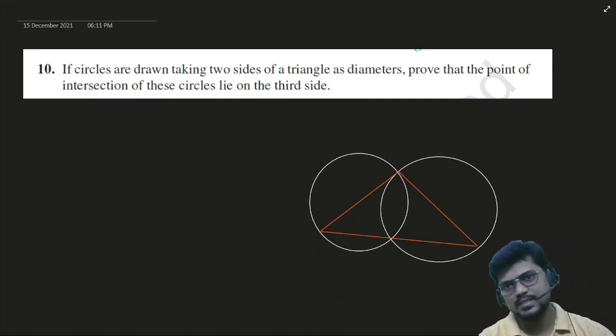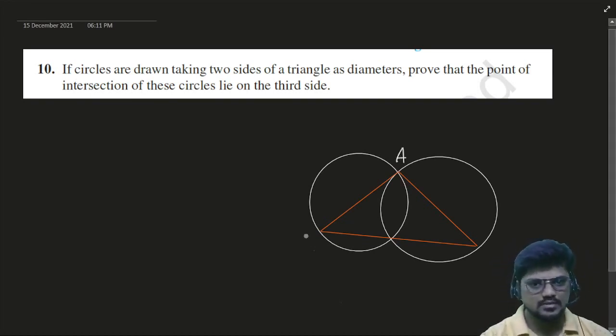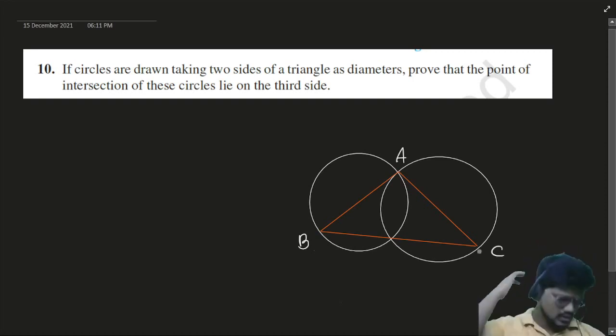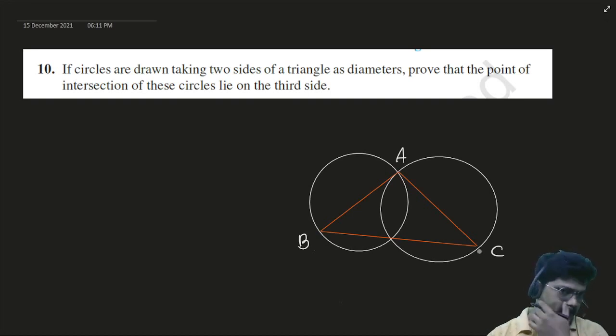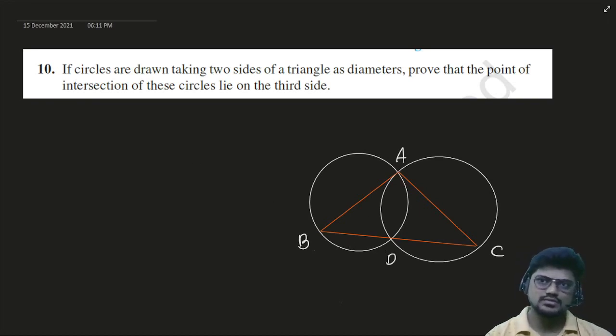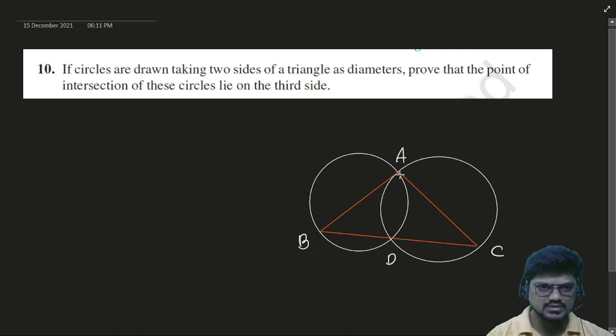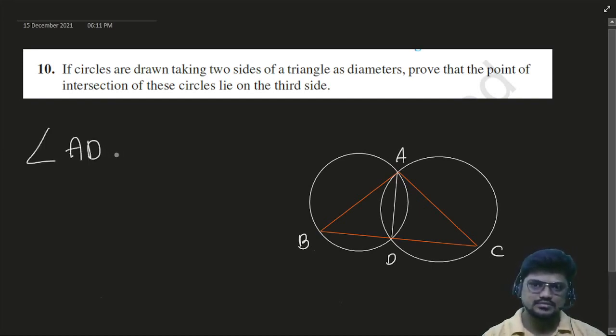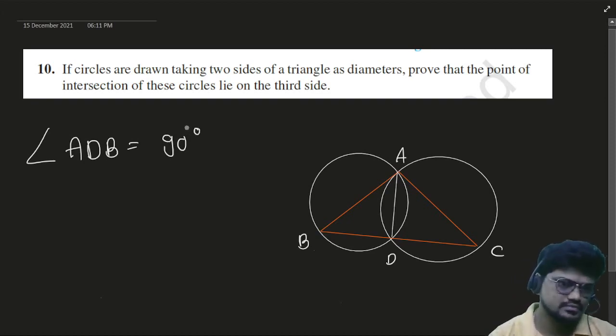Now how can we prove it? If this is A, B, C, and if this is D, and I join these two points, I need to prove. What can I say, angle ADB will be how much? 90 degrees. Why will it be 90 degrees?